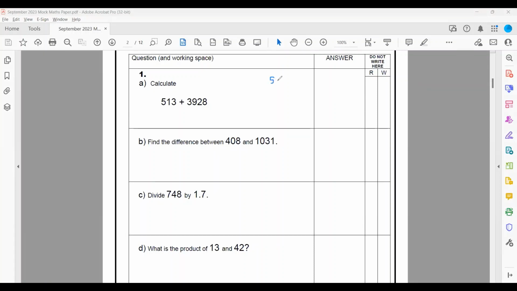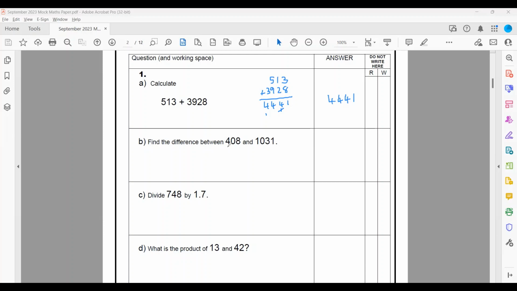So we have 513 add 3928. Be sure to line up your numbers correctly, and make sure you form your numbers correctly as well so that you can read exactly what you're adding. So 3 plus 8 is 11, so carry the 1. 1 plus 2 is 3, plus the 1 would be 4. 5 plus 9 is 14, carry the 1 across. And 3 plus 1 is 4, giving us 4,441. Again, be careful that you copy those across correctly. Avoid the temptation to do these in your head or take shortcuts. These are marks you should be getting, so you want to be as accurate as possible.